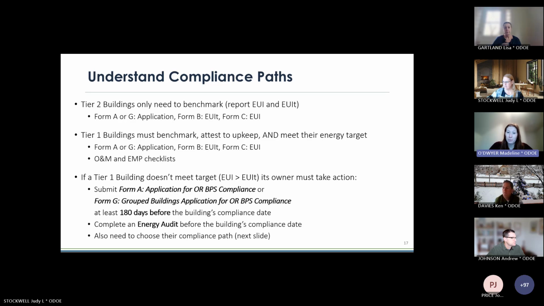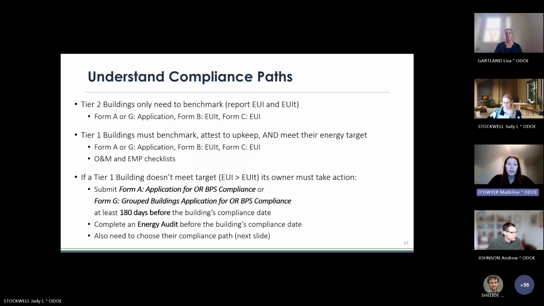So, understand your compliance paths. We're going to first go through some of these different forms, and then we'll talk about the different compliance paths if you're not going to be able to reach your energy use intensity target. For tier 2 buildings, your compliance path is fairly straightforward. You either need to submit a form A or G, based on if you're submitting for a single building or a grouped building. A for a single building, G for grouped. A form B that identifies your EUI target, and a form C that identifies your EUI. That's it for tier 2.